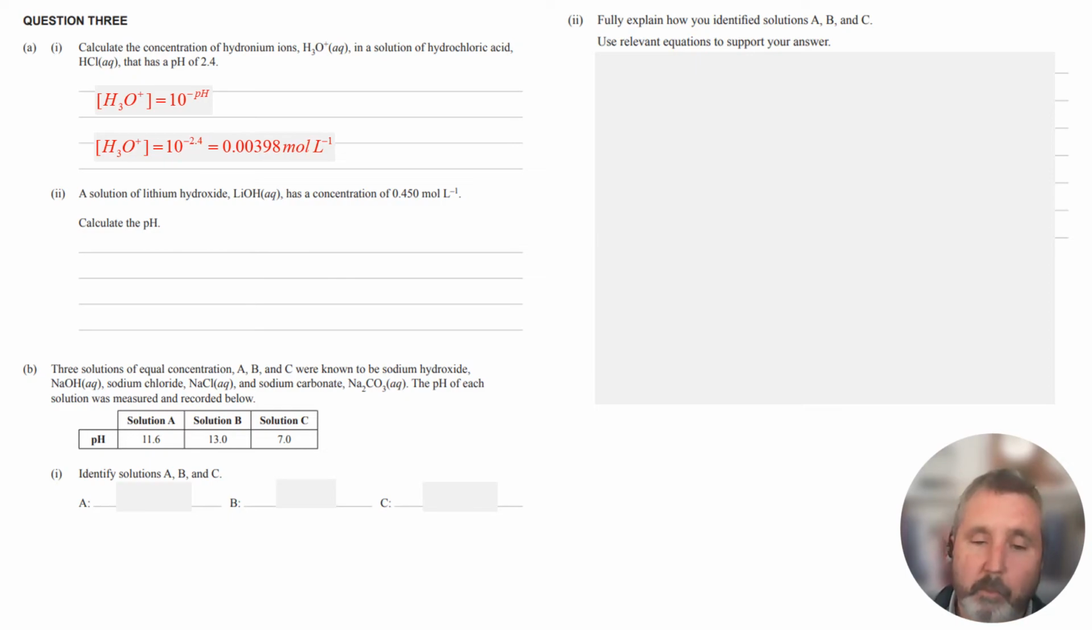0.00398 moles per litre. Put the unit in, it's just really good habit to get into. Now if your calculator was in standard form, it would be 3.98 times 10 to the negative 3 moles per litre.